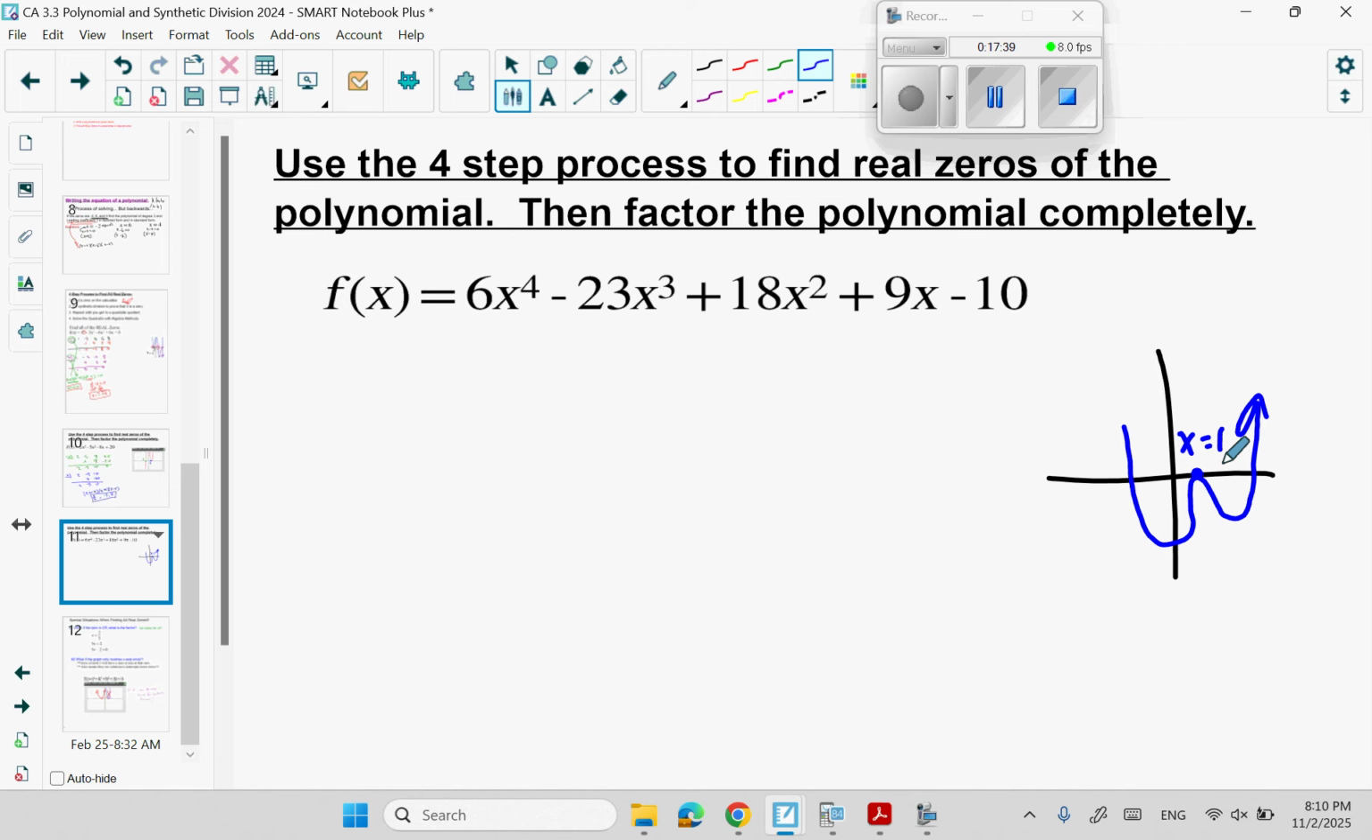Well, we should remember from a previous lesson that if I ever bounce, that implies multiplicity. And in fact, an even multiplicity. I know that I have up to 4 answers, and one of them's right here, one of them's right here. So I know x equals 1 has to have a multiplicity of 2. Which means I can actually synthetically divide with x equals 1 twice. So let's do that.